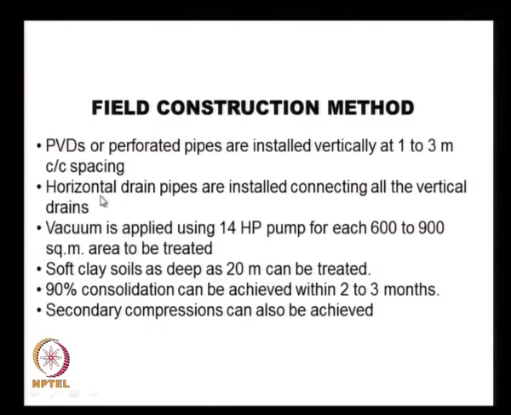And these vertical pipes are connected to the horizontal drain pipes at the ground level, and typically we need about a 14 horsepower vacuum pump for treating an area of soil of about 600 to 900 square meters plan area, and we can treat soft clay soils as deep as 20 meters, and typically 90% consolidation can be achieved within 2 to 3 months. And one main advantage of the vacuum treatment is we can get rid of even the secondary compressions, that is not possible with the ordinary surcharge method.